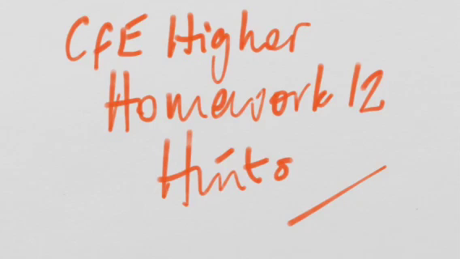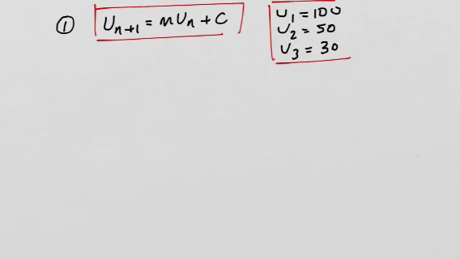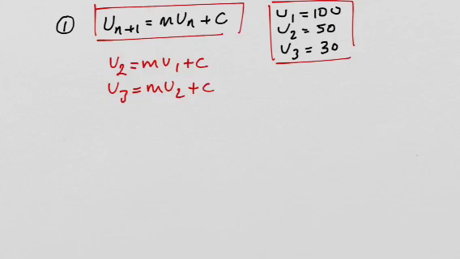Okay, here's some hints for homework 12. First question, we are given the recurrence relation and we're also told what the first three values are. Now, looking at the recurrence relation, U2 is going to be mU1 plus c and U3 is going to be mU2 plus c.